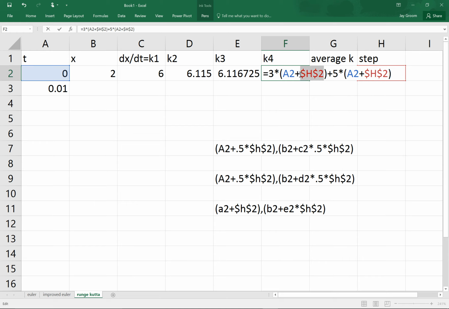All right, now let's put the x in here where it belongs instead of the t. So it's going to be B2, right? Oh yeah, B2 plus the slope, which we know the slope is in that guy right there, times the full step size, which is again $H$2. Ta-da! Ta-da!